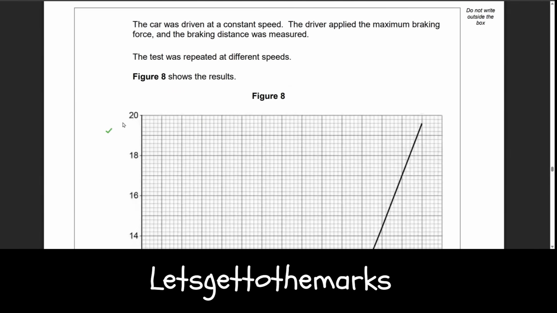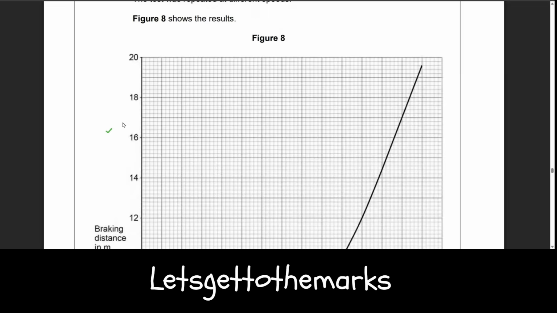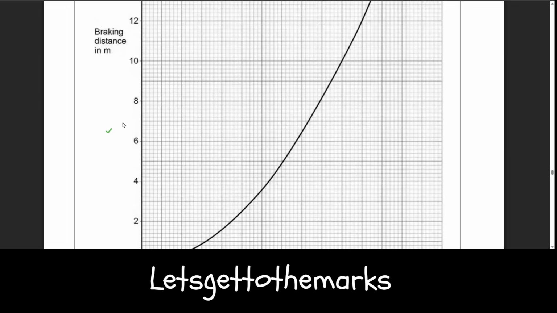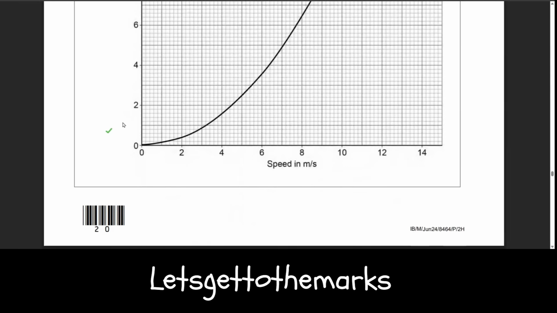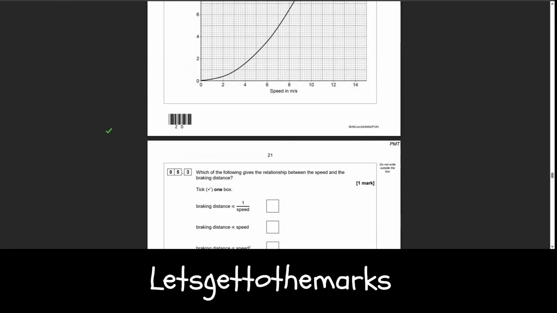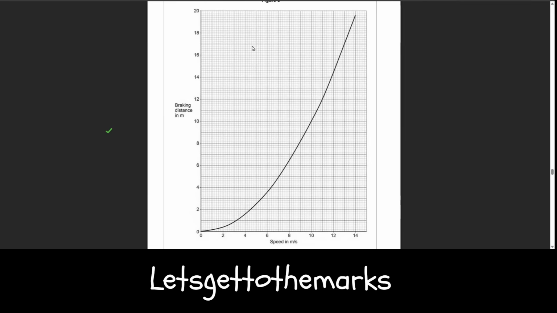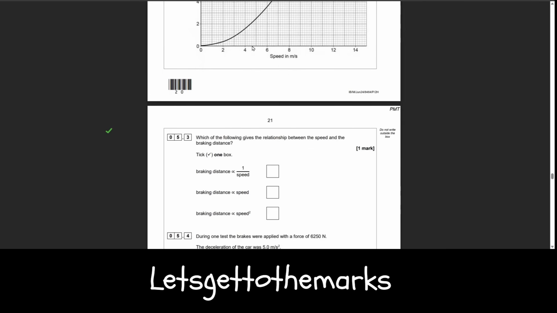Let's move on. The car was driven at a constant speed. The driver applied the maximum braking force and the braking distance was measured. The test was repeated at different speeds. The graph shows braking distance in meters against speed in meters per second. 5.3, which of the following gives the relationship between speed and the braking distance?